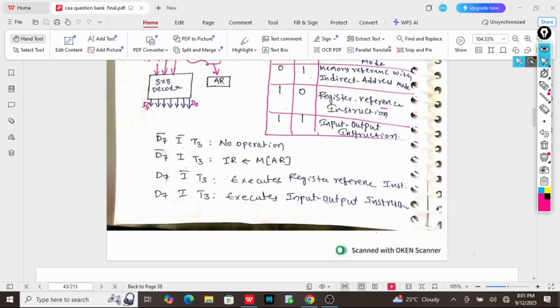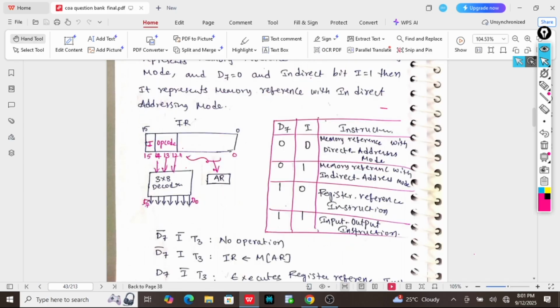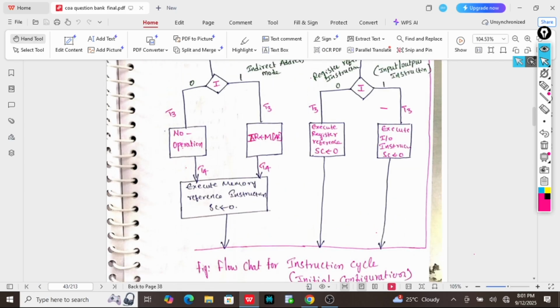So this is all about the instruction cycle. In the next class I am going to discuss the interrupt cycle.